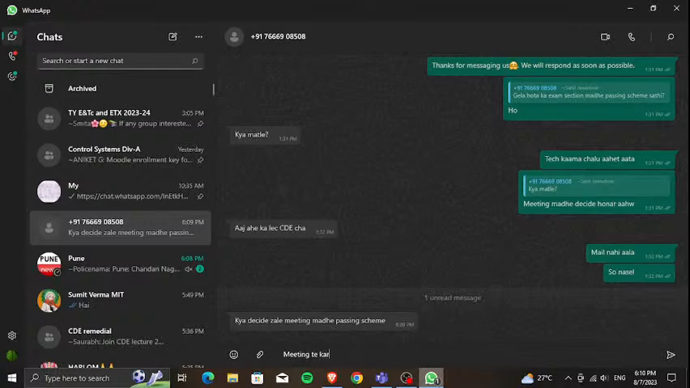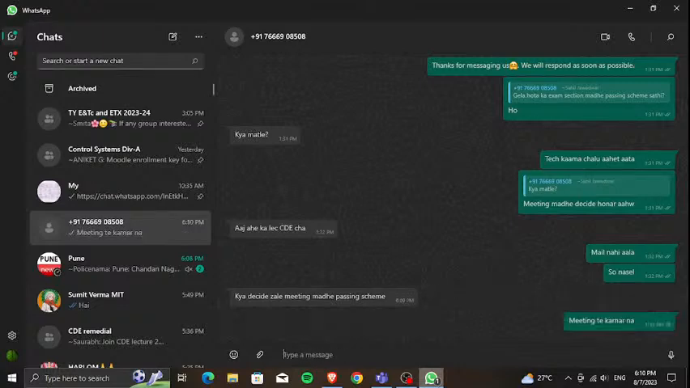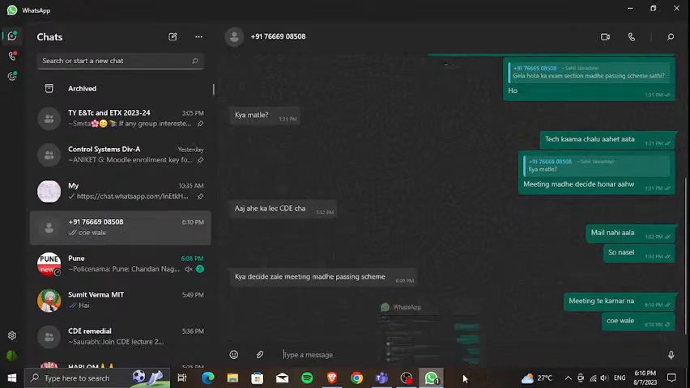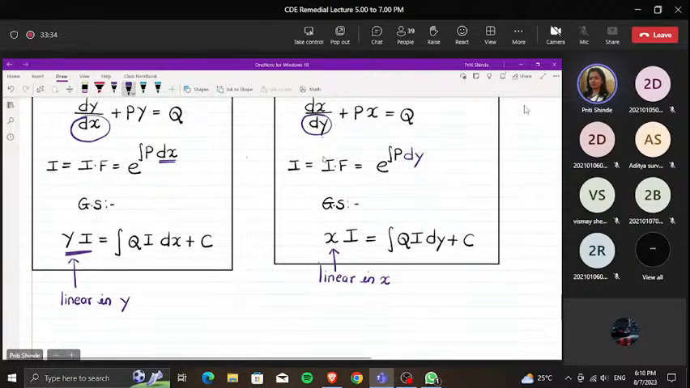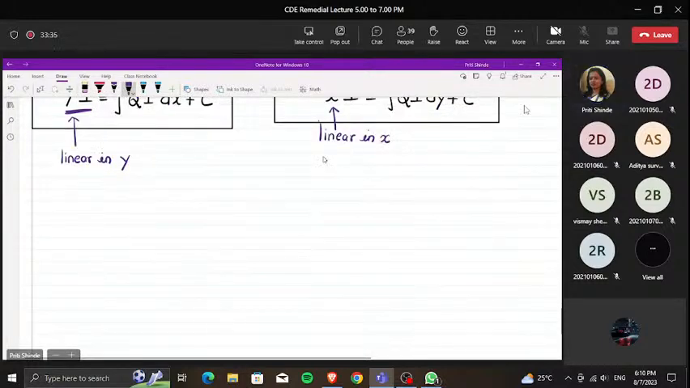So carefully find out your integrating factor and then you can write down your general solution. So this is the method to find the solution of a linear differential equation. Just remember these steps. So, first example.